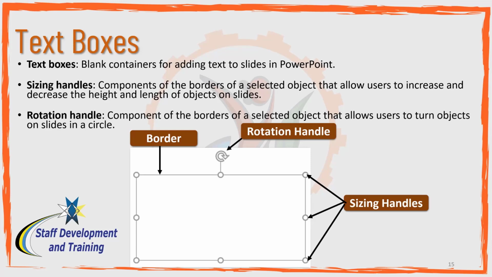So case in point, you can see where it says text box, blank container for adding text. All that paragraph information in that bullet point is an example of a text box. So this is a presentation showing you what text boxes can do.